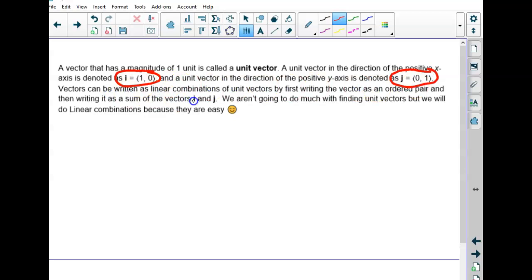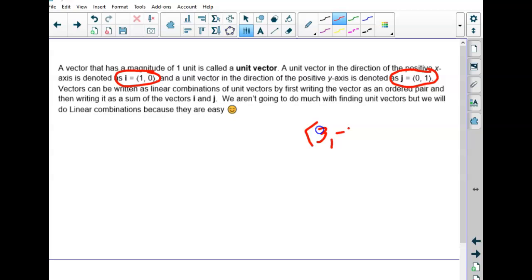Vectors can be written as linear combinations of unit vectors by first writing the vector as an ordered pair and then writing it as a sum of i and j. We aren't going to do much with this, okay? The unit part, you just divide by the length. So let me do a real quick one.